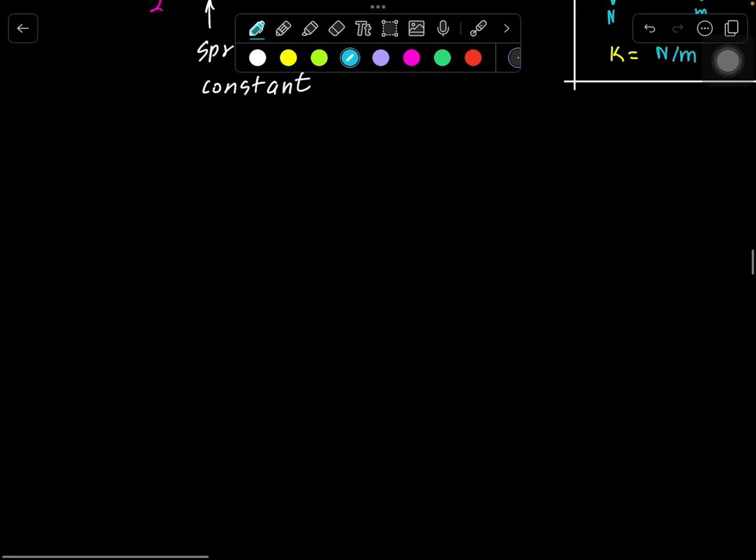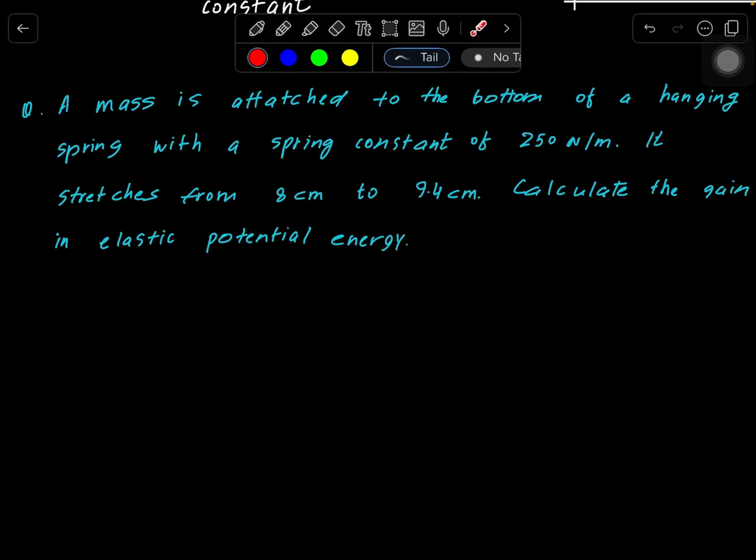Let's do a question now. A mass is attached to the bottom of a hanging spring with a spring constant of 250 newtons per meter. It stretches from 8 centimeters to 9.4 centimeters. Calculate the gain in elastic potential energy.